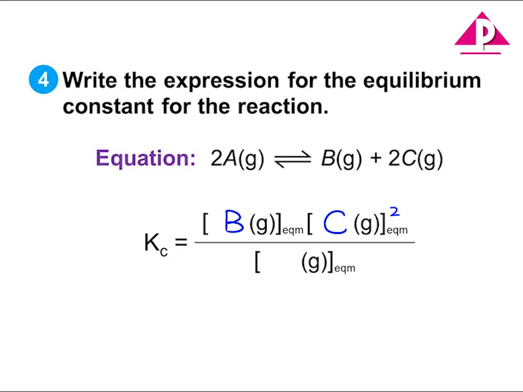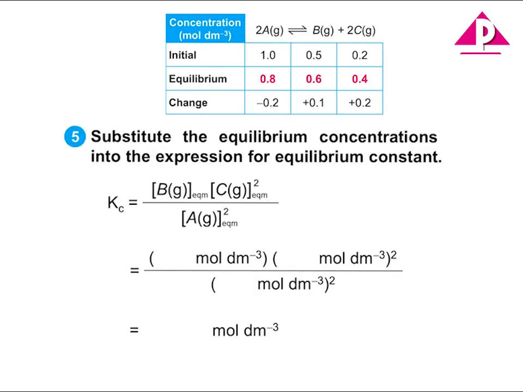A is the reactant. Write its equilibrium concentration as the denominator. The stoichiometric coefficient of A in the balanced equation is 2. We have to add the power 2 to the equilibrium concentration of A. Finally, substitute the equilibrium concentrations into the expression for the equilibrium constant. We get the value of 0.15.